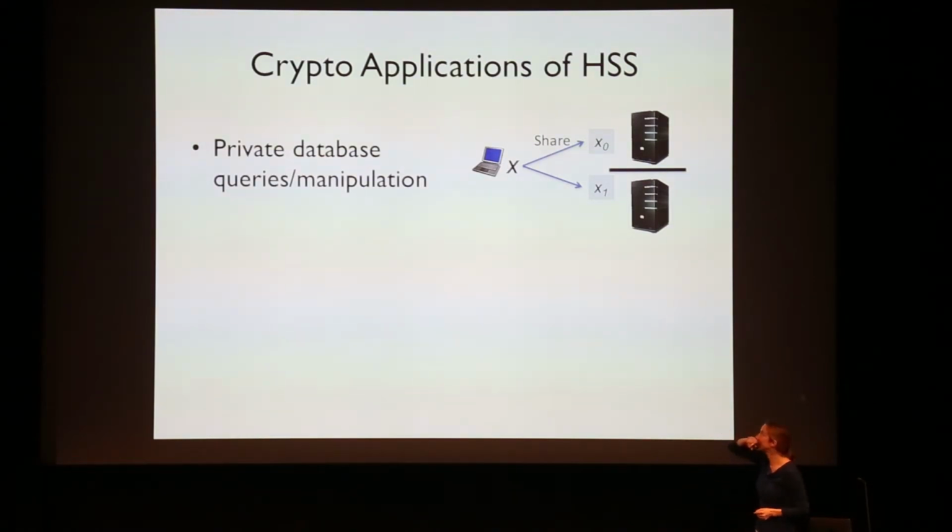The first is a use in private database queries and manipulation. For example, assume I'm in a setting where I've got a database stored, say, as copies of the same database on two non-communicating servers. I can query the database, say, for position i, or some more complex queries, by sending information to each of the different servers and getting something back, in such a way that neither of the servers actually learns anything about what I'm querying.